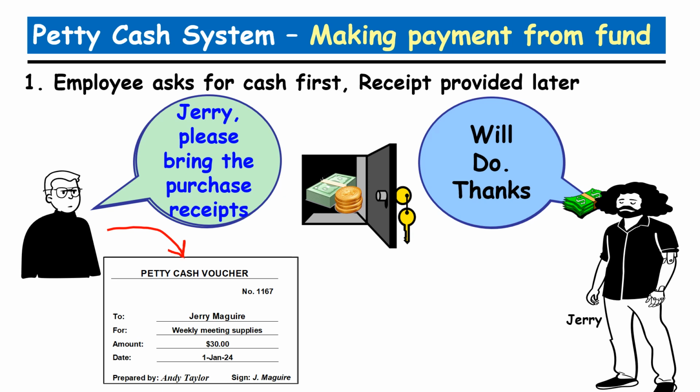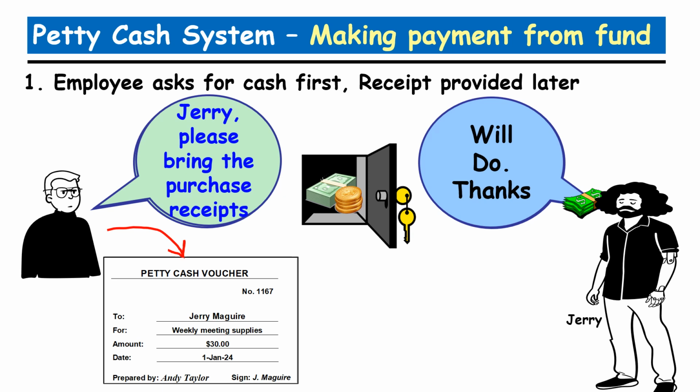Number one is the petty cashier wants some document as a backup for the petty cash voucher, because he needs to show his boss that the money was spent, so he has to keep that here.